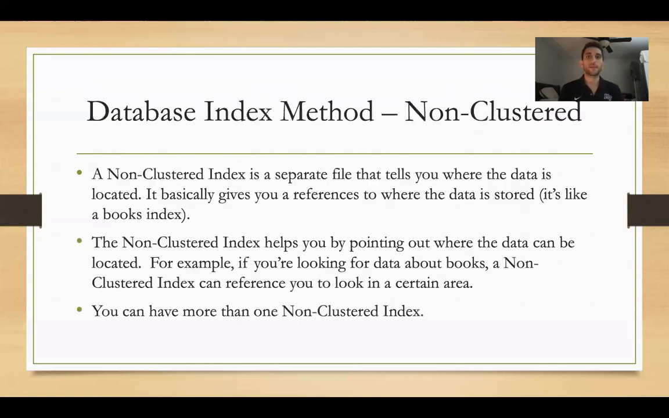So the second method, non-clustered. A non-clustered index is a separate file that tells you where the data is located. It basically gives you a reference to where the data is stored. So it's kind of like an index in a book. It doesn't take you to the data you're looking for, but it helps pinpoint where to look. So it's basically a big reference that you look through that tells you where to look if you are looking for a specific piece of data.